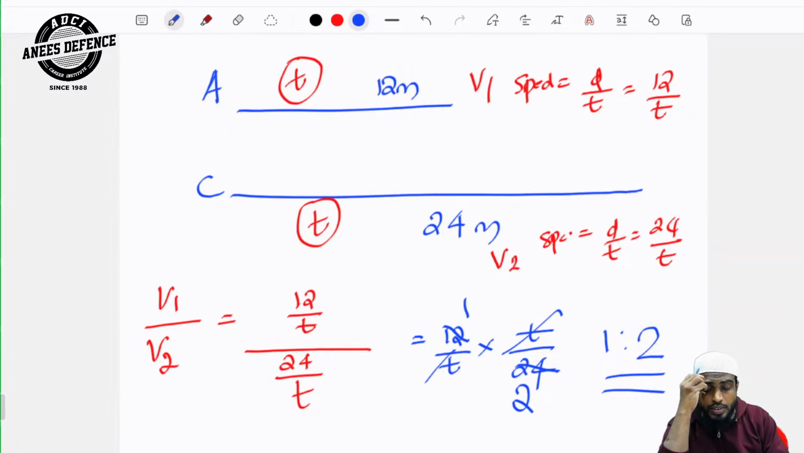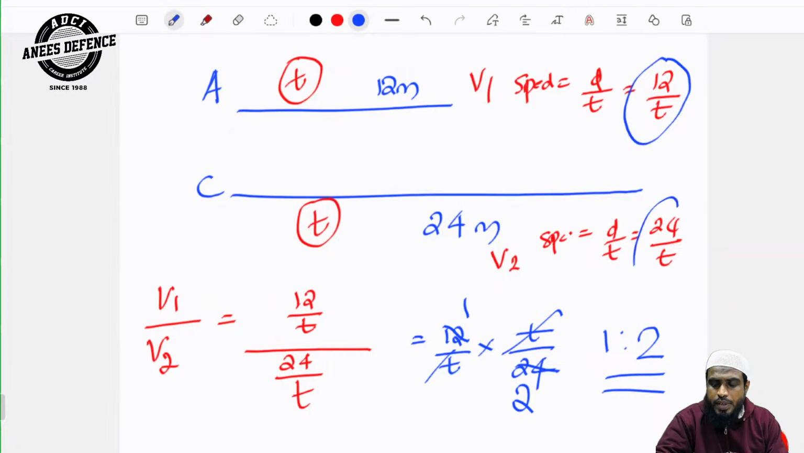The question is, the athlete is moving 12 meters in a particular time. In the same time, a car is also moving, but the car covers a distance of 24 meters. In both cases the time is constant. So what is the ratio of their speed? Speed is distance by time, 12 by t, here 24 by t. So v1 by v2 is 12 by t divided by 24 by t. You will be getting 1 is to 2.